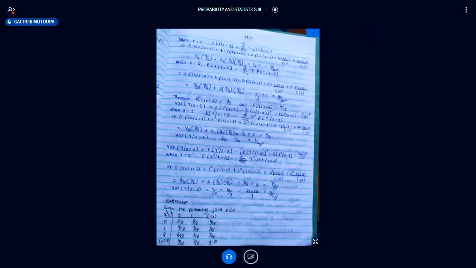So you start by getting the expected value of y given x. That expected value of y given x will be equal, as we have said, to the sum of y times f of y given x. So the first thing you need to get is the f of y given x.